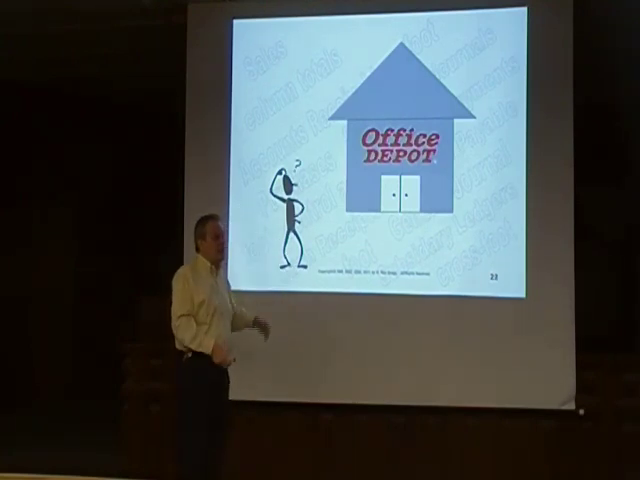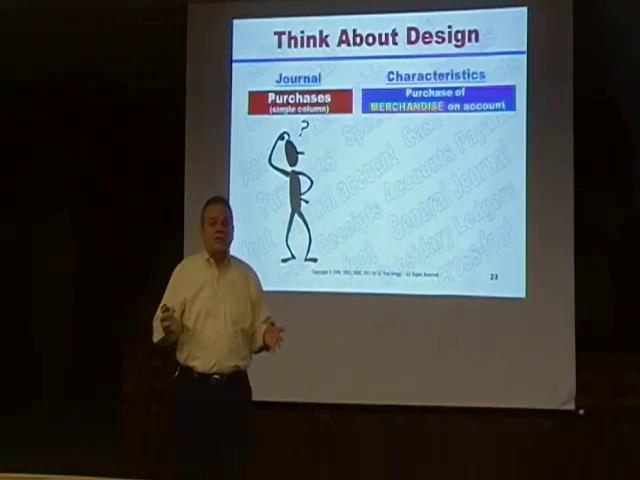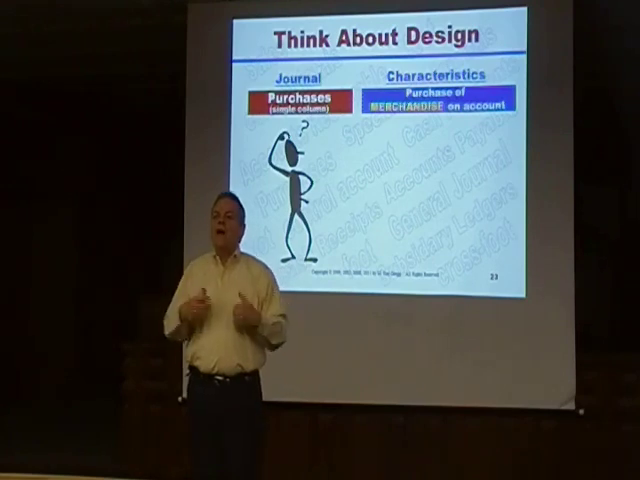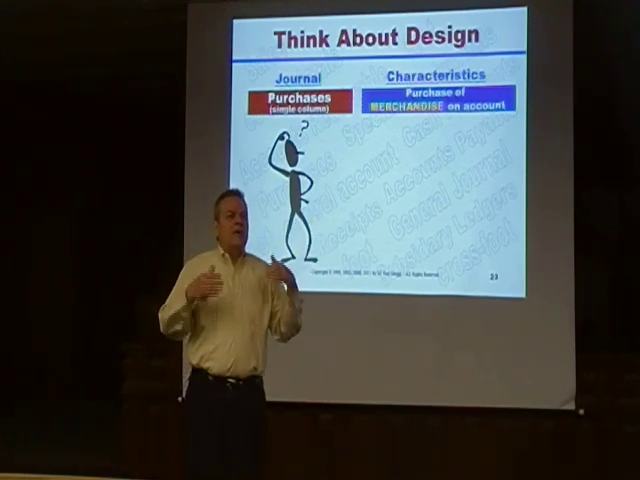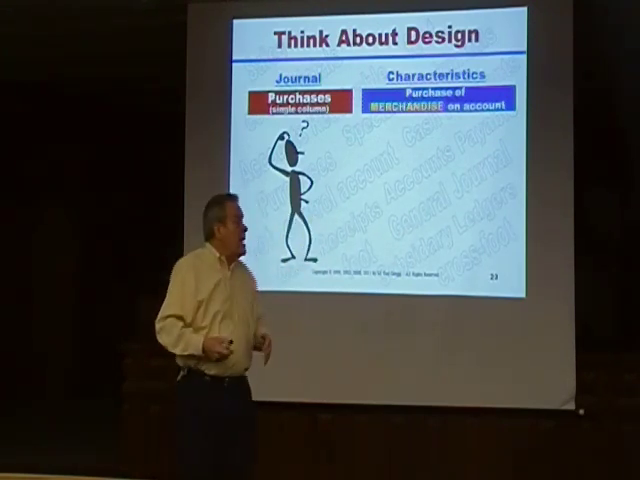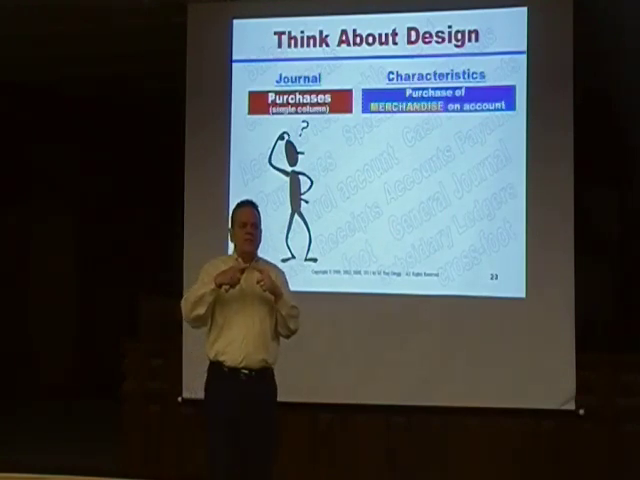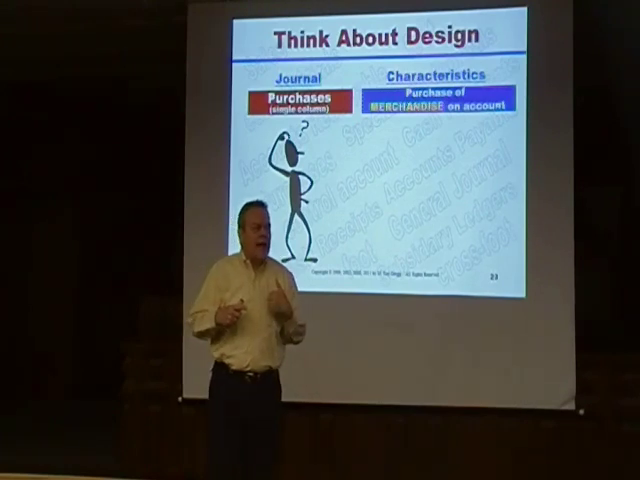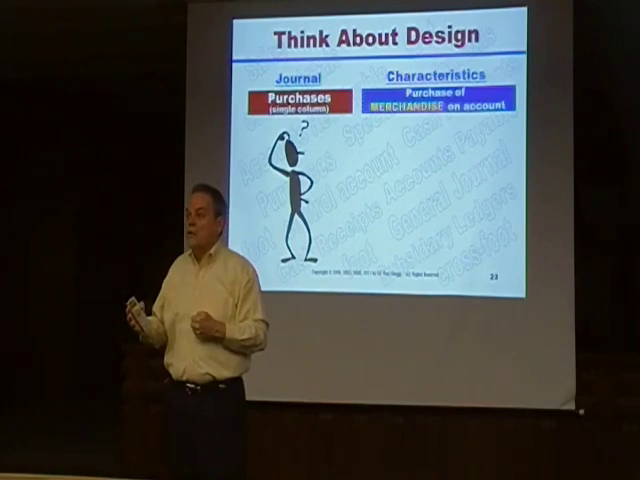I'd like to think about these blank sheets of paper that we bought and the criteria for the journals that we just established, and have you help me design those journals. At least give me a minimal amount of names of columns that we should anticipate being there. If the purchases journal is specifically designed to record a purchase of merchandise on account, what column would I need for sure?